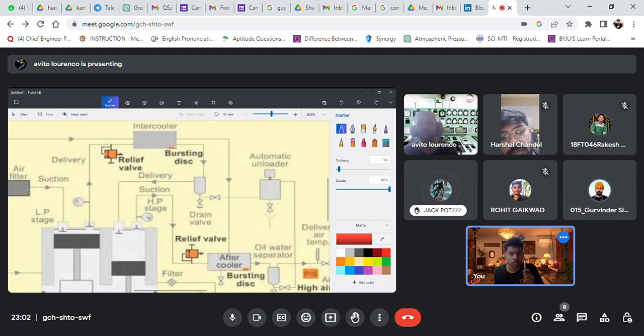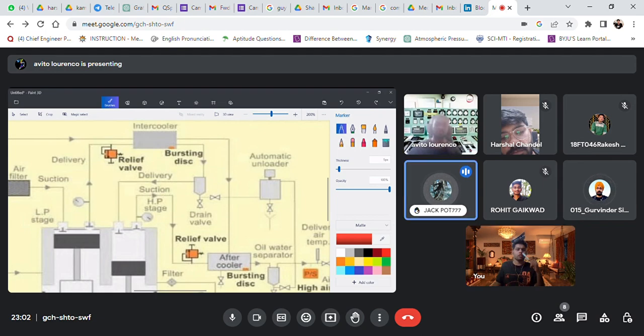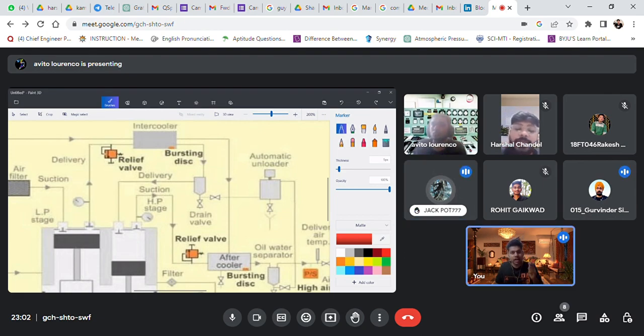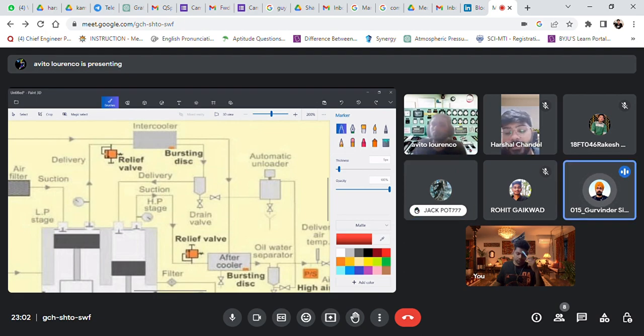Wait, wait, let me explain that. Get it clear. In the intercooler water side, you will get the bursting disk. If he asks about the whole compressor, it will be both. I want to stick to the particular thing. For the whole compressor, it will be both, but for the intercooler, it will be the bursting disk. Okay. All right. Got it.